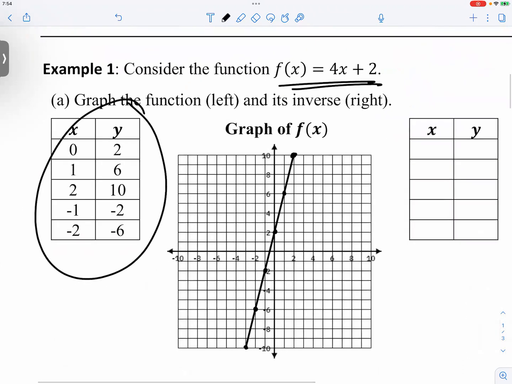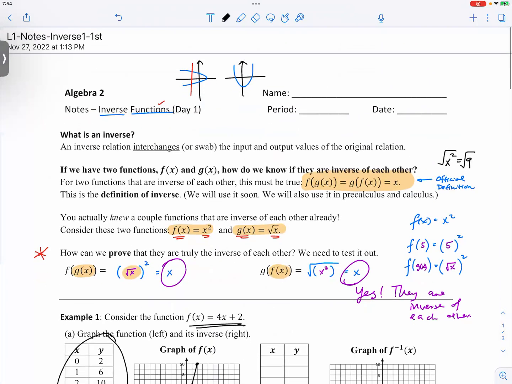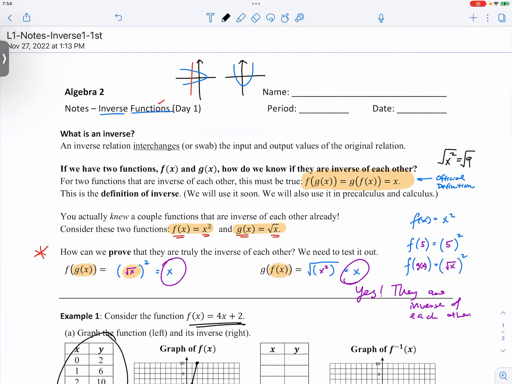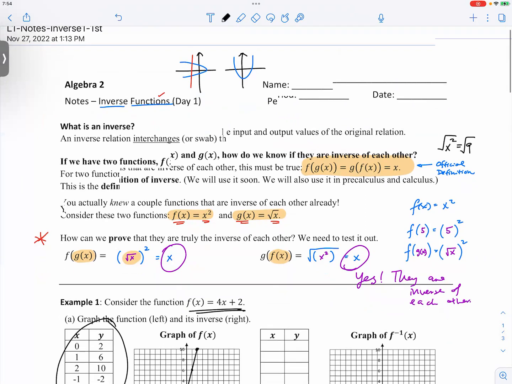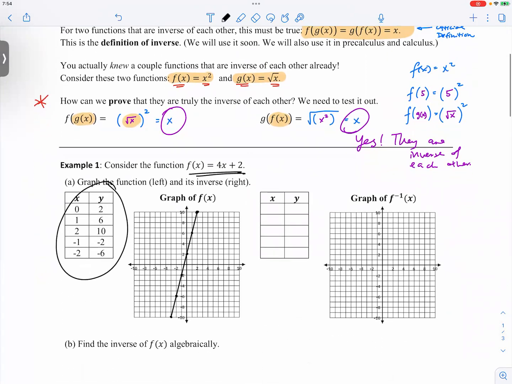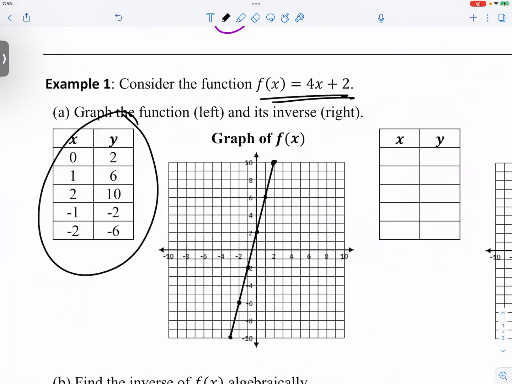Now if you read the definition at the top, go ahead, take a moment. Okay, look at it again. It says what? It interchanges or swaps the input and output values of the original relation. What does it mean? That means basically for the inverse, we're going to exchange the xy values.